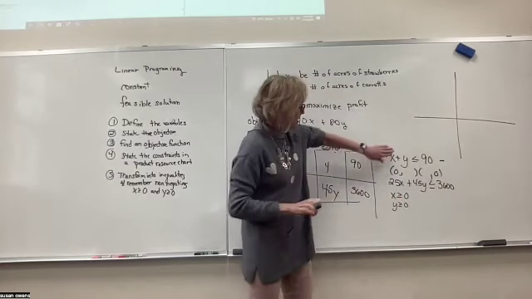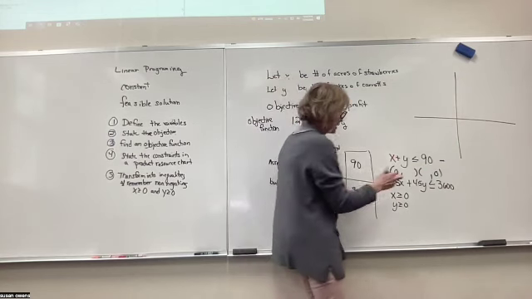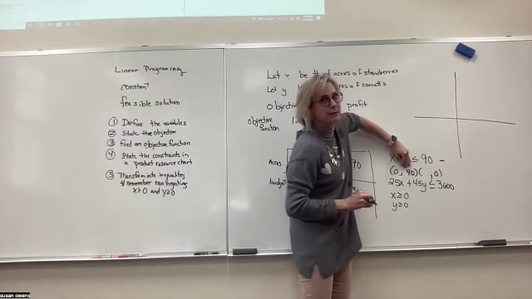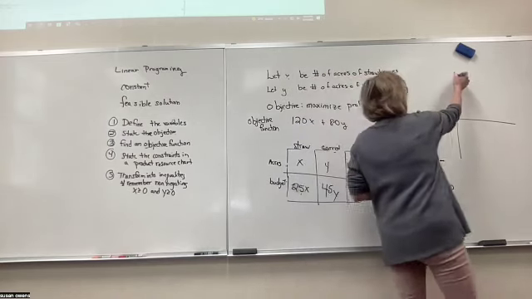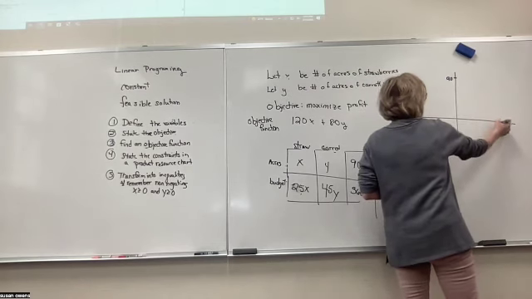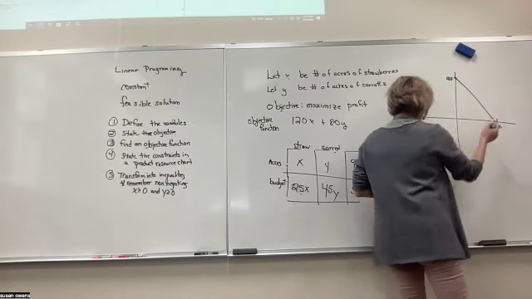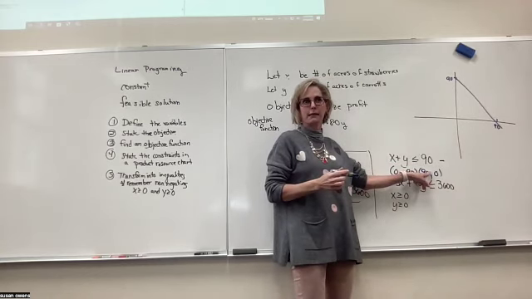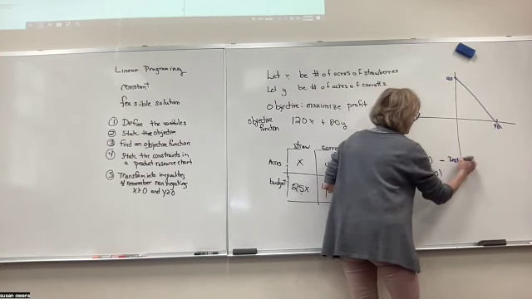All right, when X is 0, what's Y? 90. When Y is 0, what's X? 90. Okay. So 90, 90. It's a solid line. We're gonna test it. 0 is less than 90. Yes, okay, so this gave me a test point that's true.